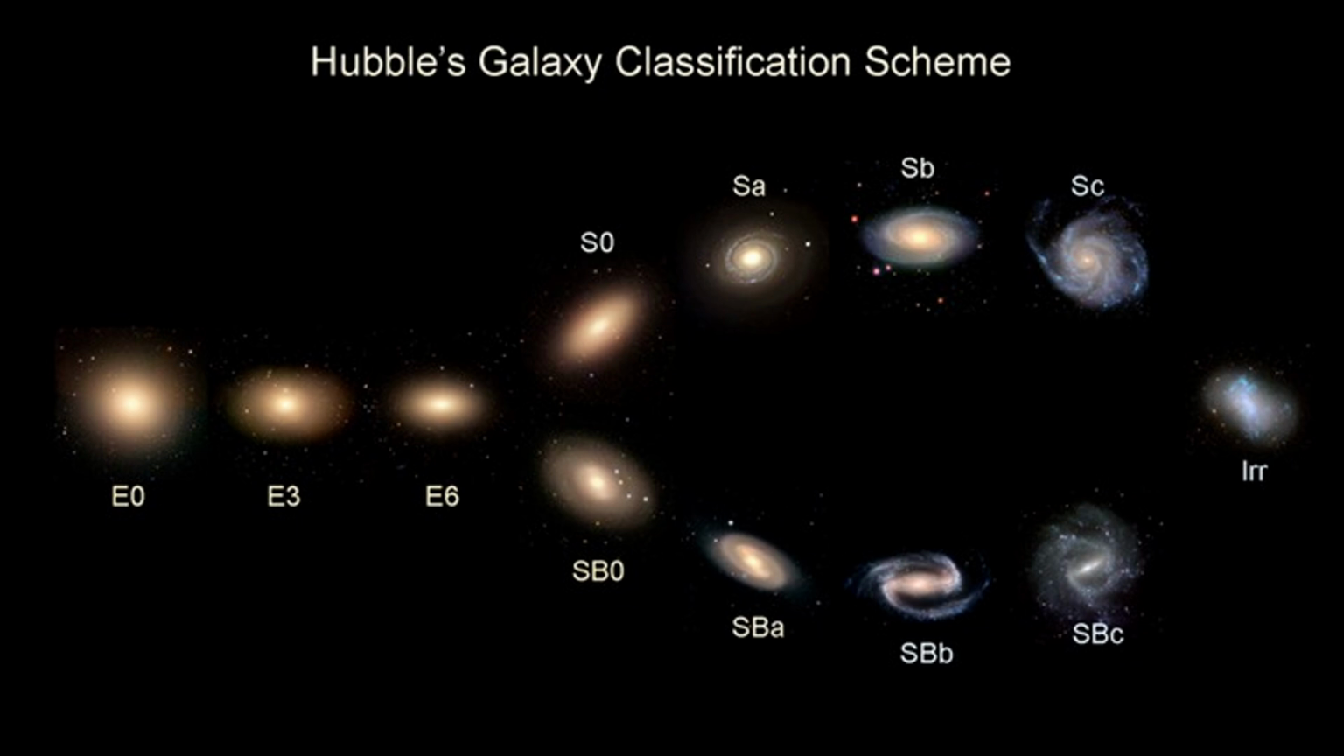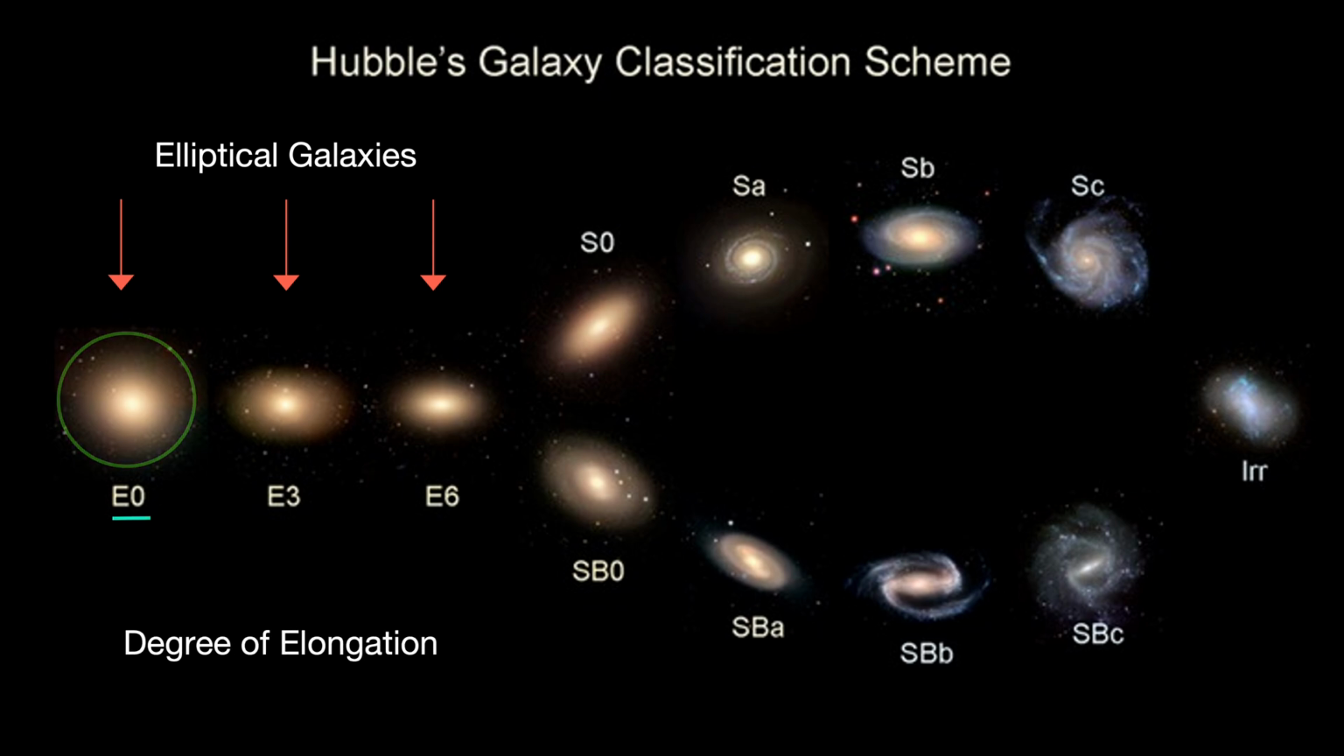So on the far left, you will see a series of elliptical galaxies labeled E0, E3, and E6. The E stands for elliptical, and the numbers 1 through 6 indicate their degree of elongation, E0 being nearly spherical and E6 being more elongated.